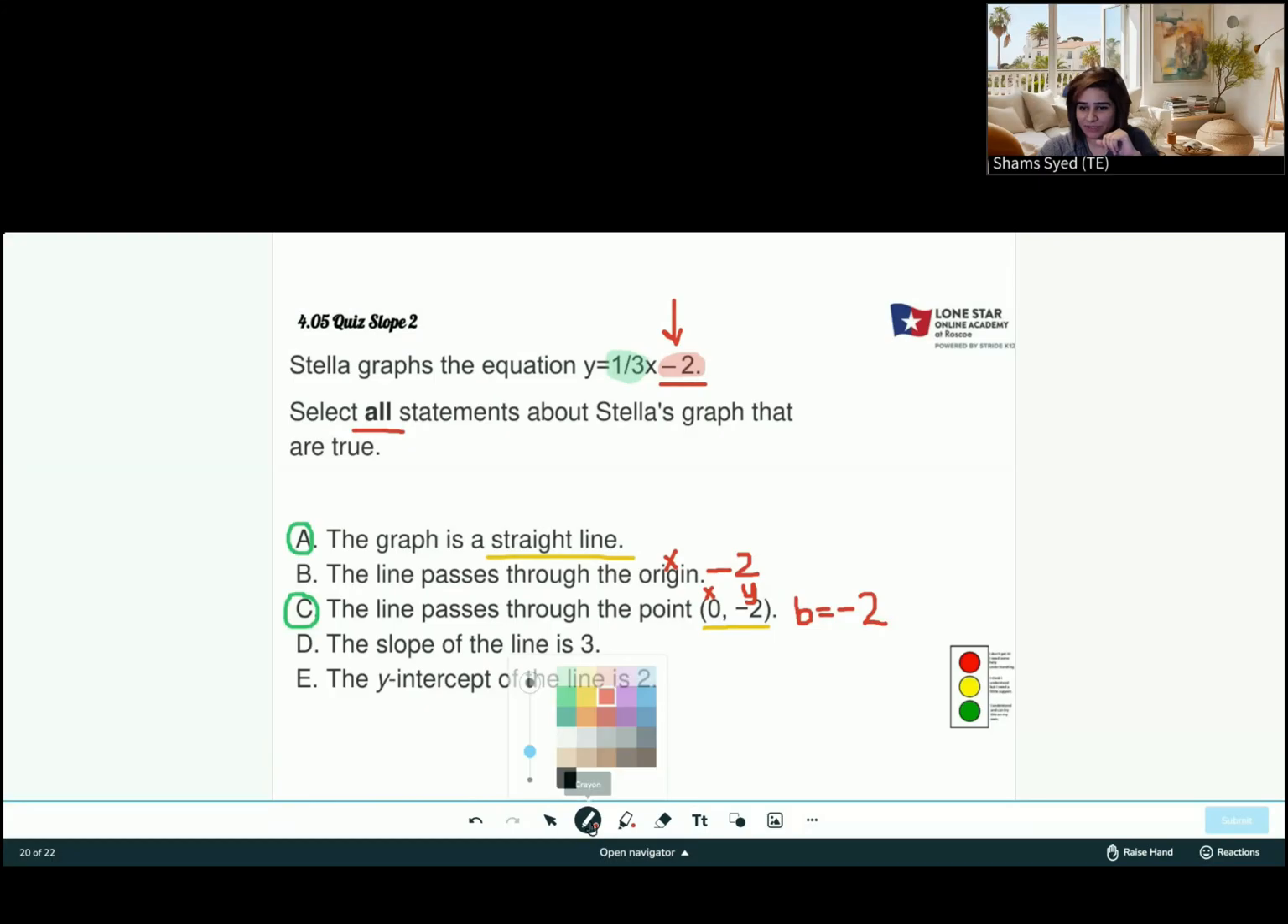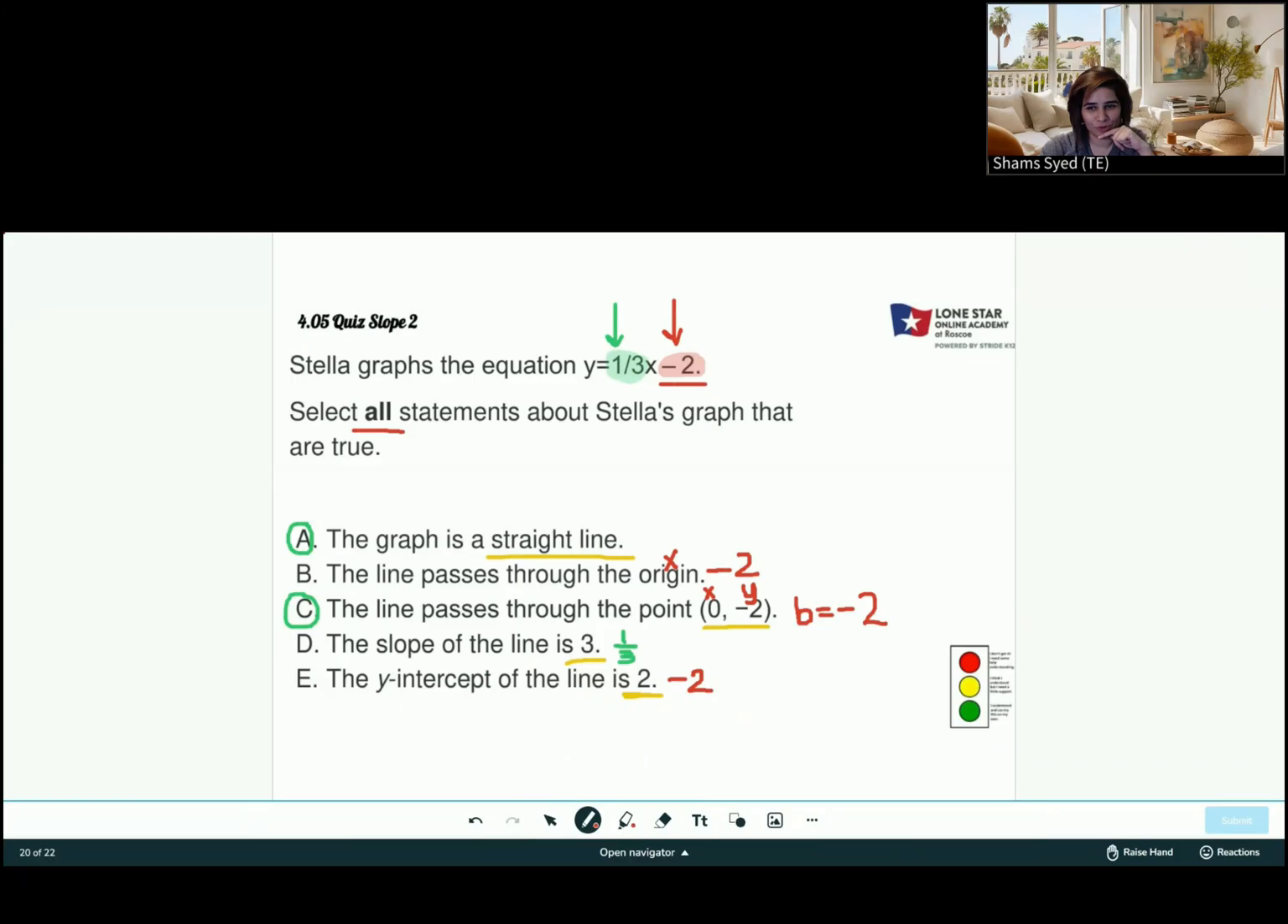Is the slope going to be 3? The slope is going to be 1/3. It is not 3, but 1/3 as per the equation. Is the y-intercept 2? Class, what do you have to say about that? No. The y-intercept is negative 2. So A and C are correct.